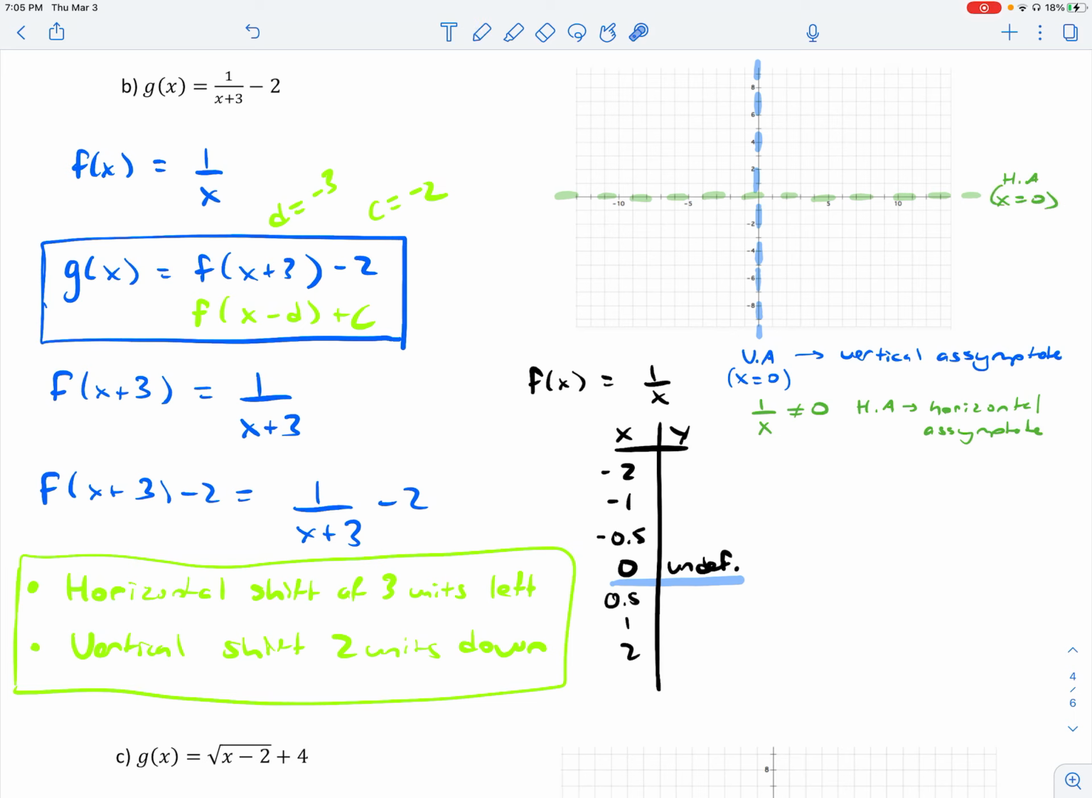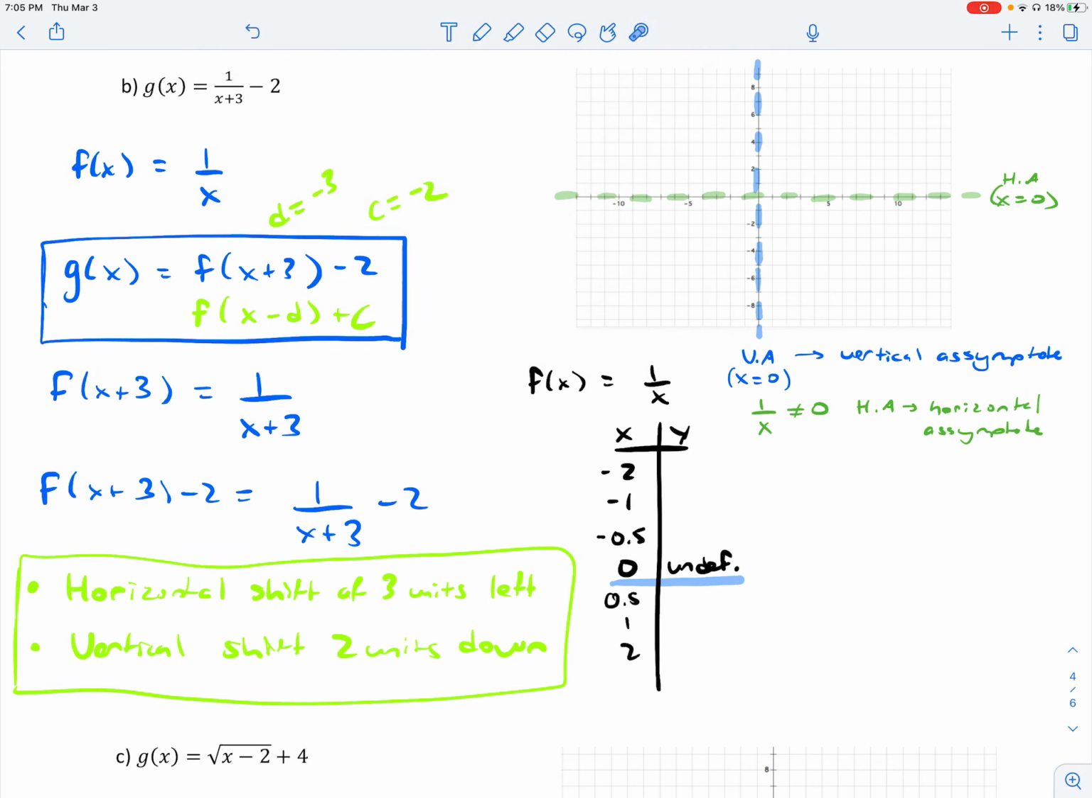So as hard as these types of functions are, there is a little bit of simplicity attached to it. So knowing that you got VAs here and here really helps you with the graph. Now it's just figuring out where the other points are.